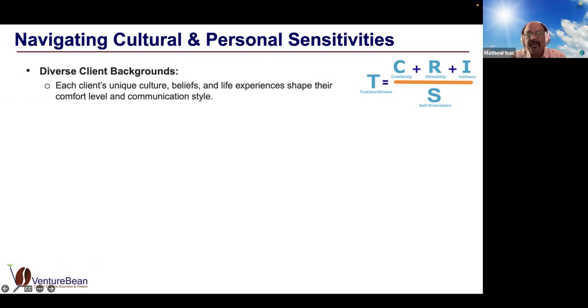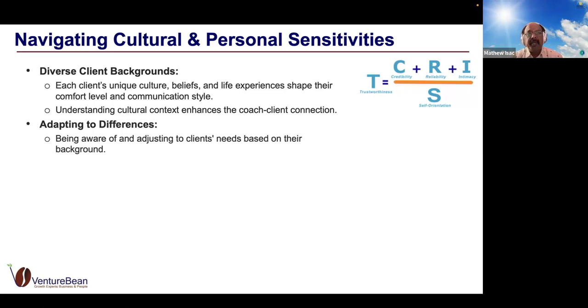So let's go with the cultural differences and personal sensitivities. This is a very, very important point. Clients are from different backgrounds, cultures, geographies, upbringing, education, experiences. So their communication styles are different, and we as coaches need to be aware and cognizant of that. This cultural context only helps to build up the coach and client relationship.